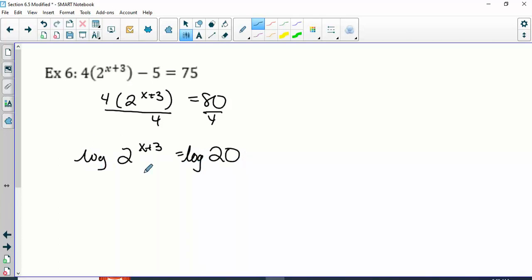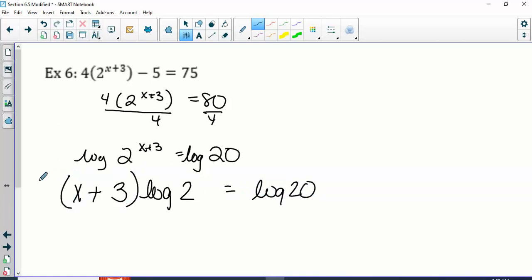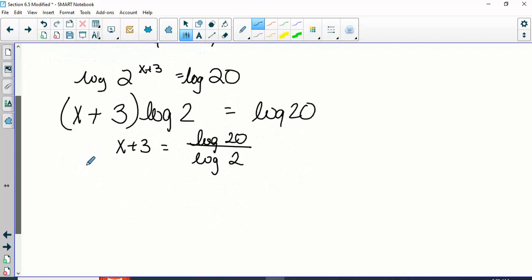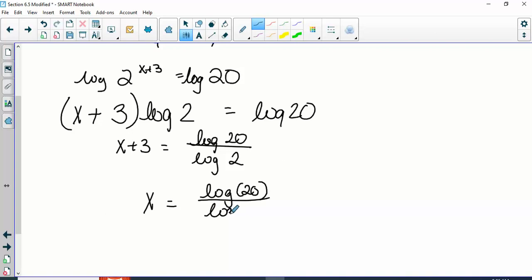Be very careful. That exponent comes down. People make mistakes because they write it like this. What's wrong with how I just wrote that? Parentheses. I need to put parentheses around this whole thing. So then, what should I do with my log 2? Divide it over. And then to get x by itself, subtract 3. Is it cool if we just do it last? That'll work.